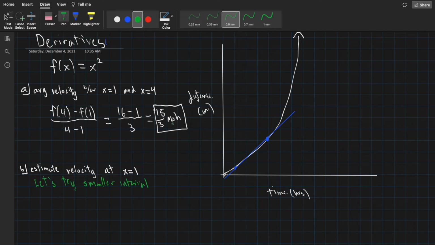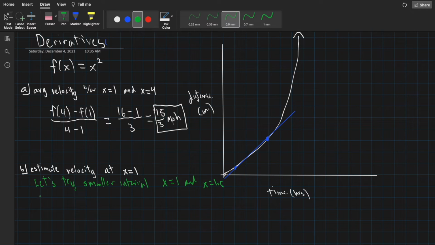To recap, we're saying that our interval in part A is just way too wide. If we were at rest for the first 30 minutes, then this would completely miss that and mislead us in estimating our actual velocity at x equals 1. So let's try x equals 1 and x equals 1.5.